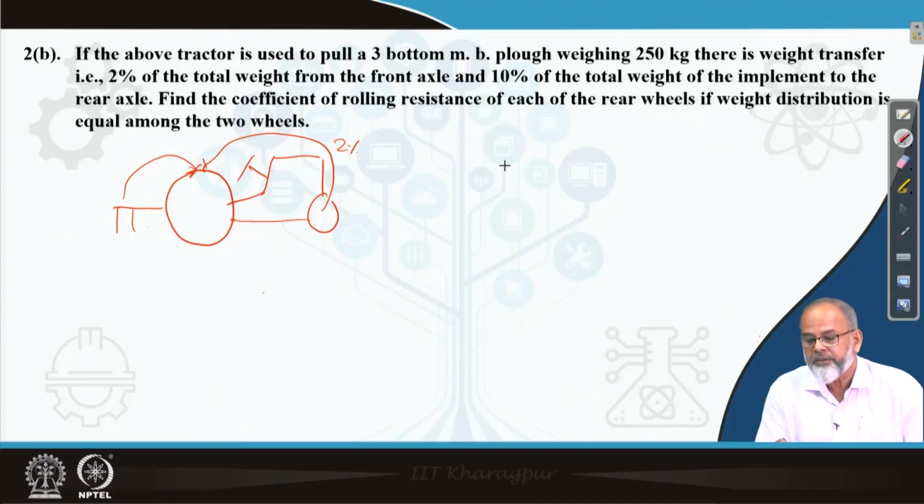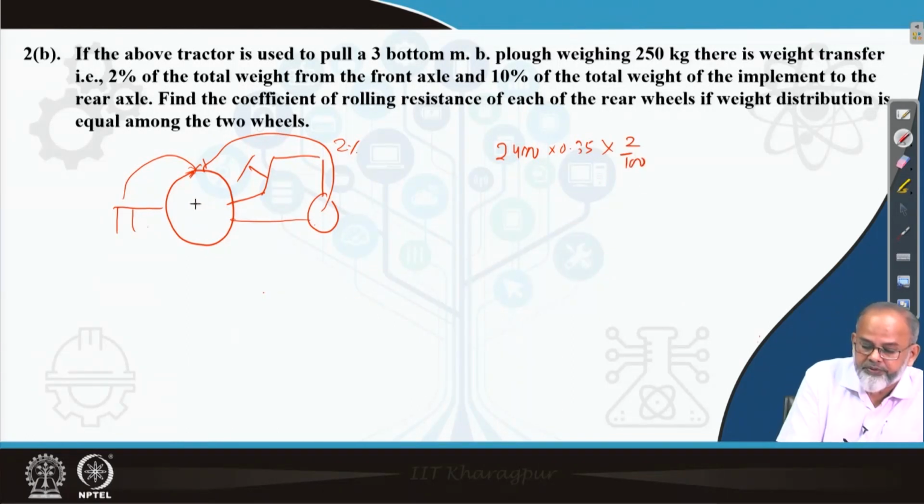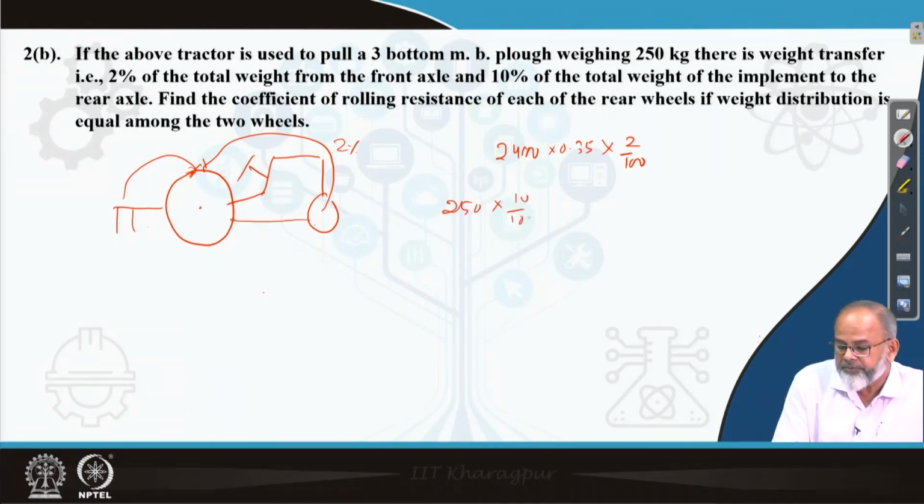We have already calculated the weight coming on the front axle, which is nothing but 2400 into 0.35. This is the weight coming on the front axle. So, 2% of that will be transferred to the rear axle. And 10% of the total weight of the implement. The implement weight is given as 250 kg, so 10% of that will be transferred to the rear axle. So, this one is transferred from the front, this one from the implement.